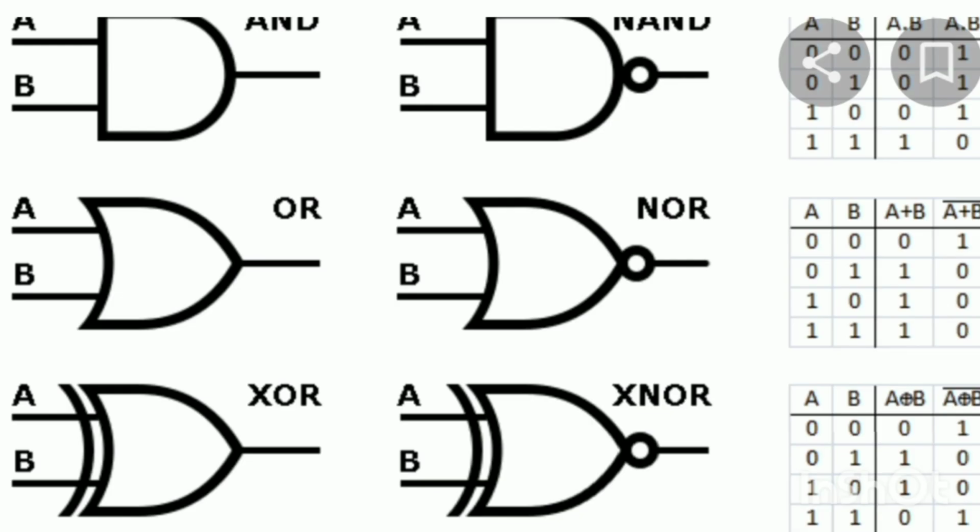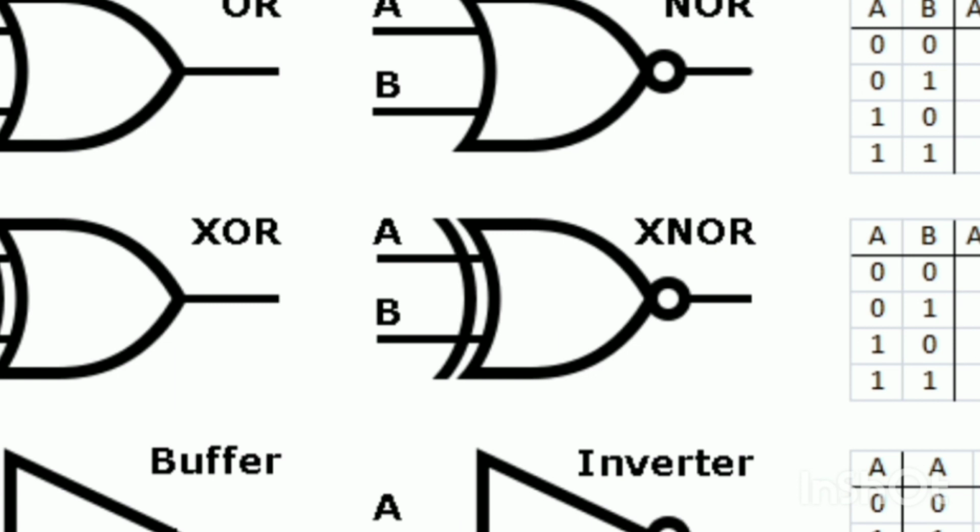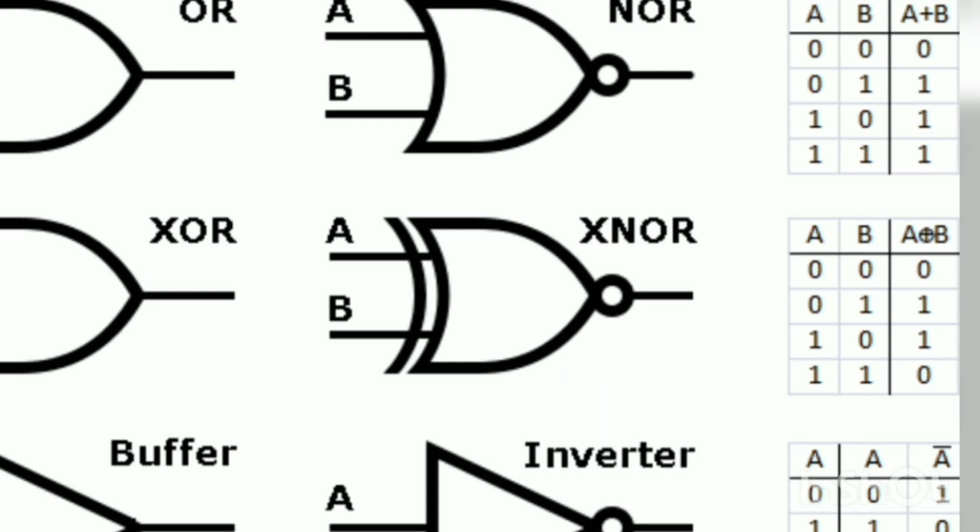Each gate has one or two binary input variables. Here is the term truth table. A truth table is a logic chart that shows the truth value of one or more compound propositions for every possible combination of the propositions making up the compound. So we can understand the truth table.